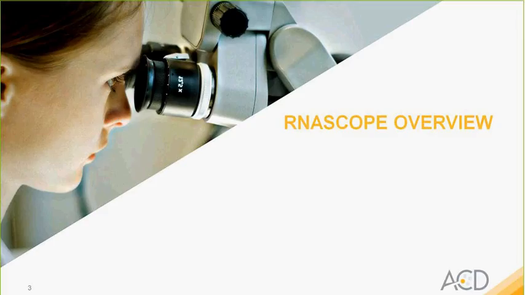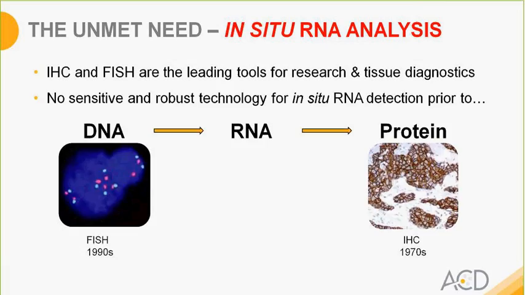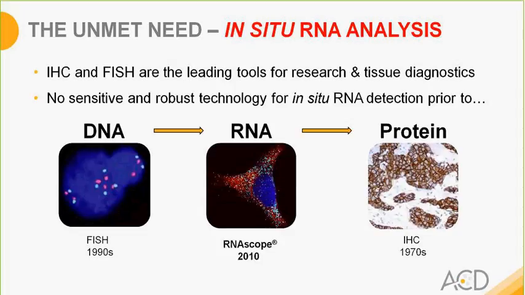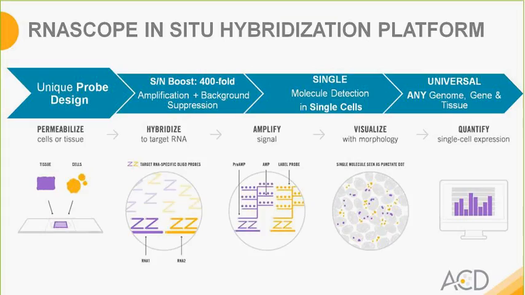So with that, I'd like to begin with a brief overview of the RNAscope technology. Really, IHC and FISH have been the leading tools for research and tissue diagnostics over the past 3 to 4 decades, with IHC technology dating back to the 1970s, along with DNA FISH technology really coming into its own in the 1990s. There was no sensitive or robust technology for RNA in situ hybridization or detection prior to the development of the RNAscope technology, which was launched as a product back in 2010.